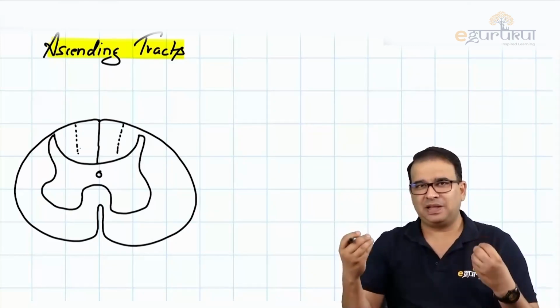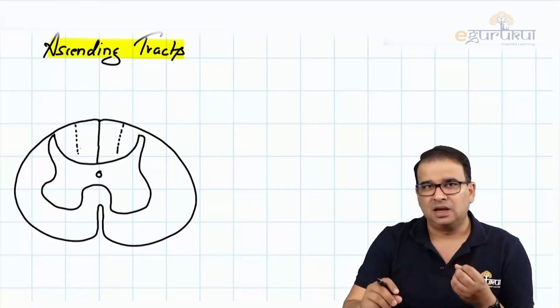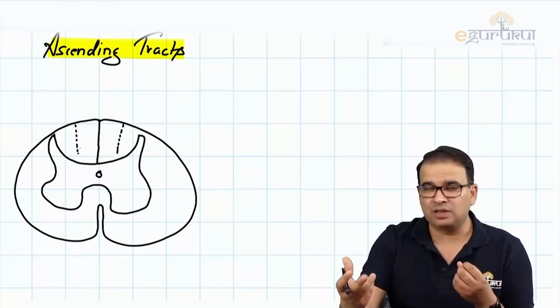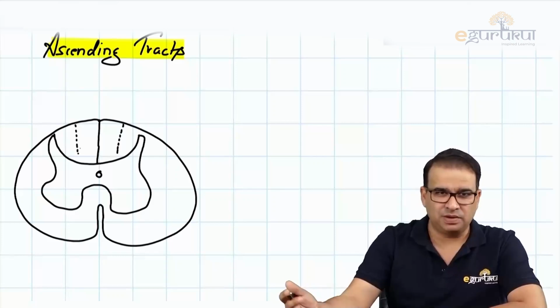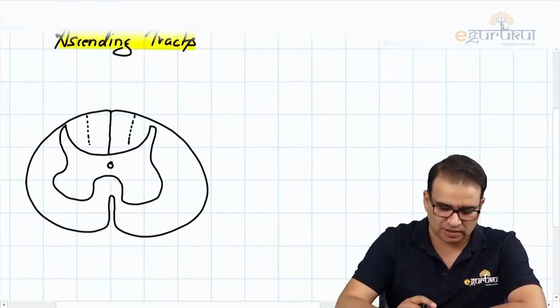Tracts, when they reach the brainstem, are given the term lemniscus. Crus cerebri, the word crus is again for the white matter itself. So different names are given to the white matter in different parts of the spinal cord and the brain.